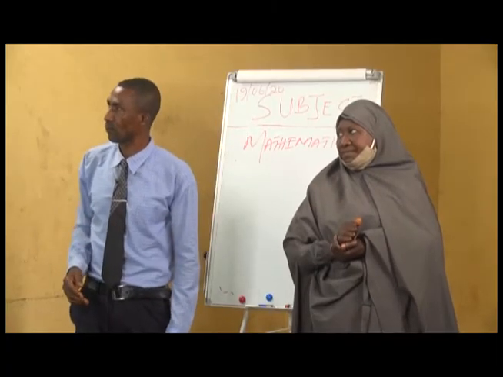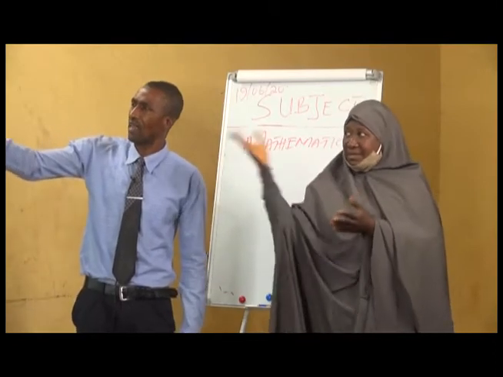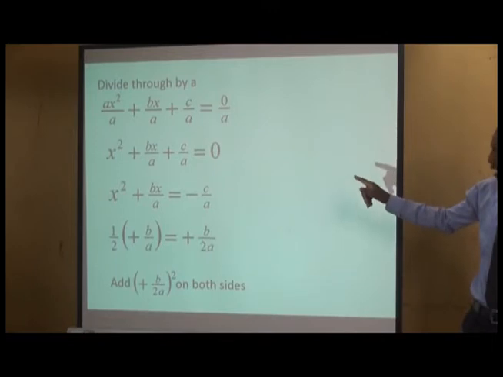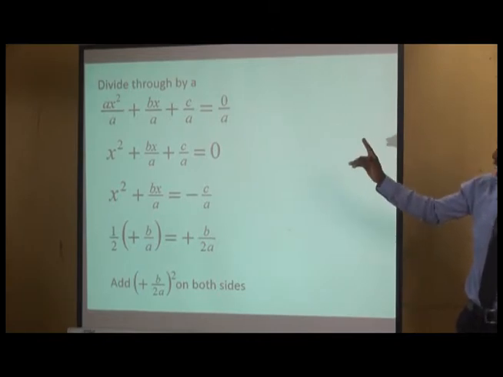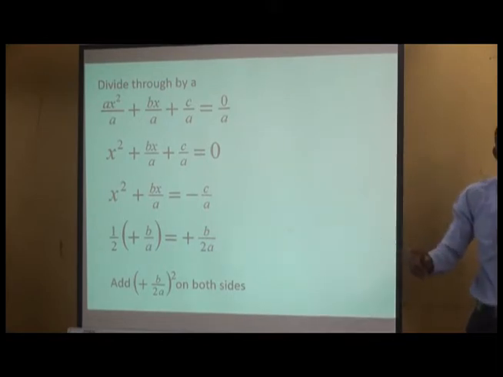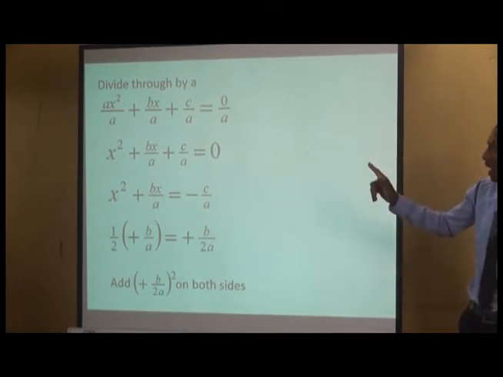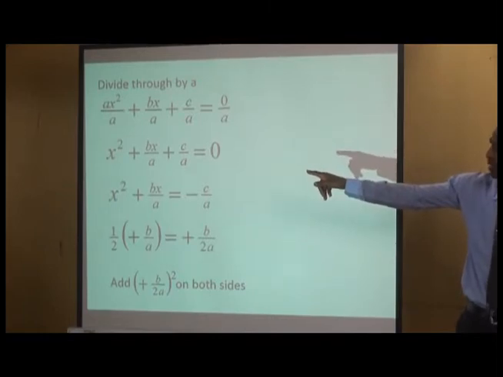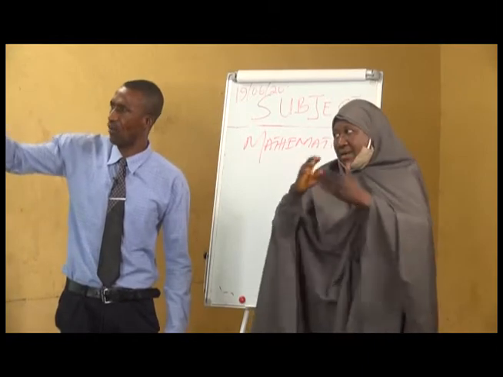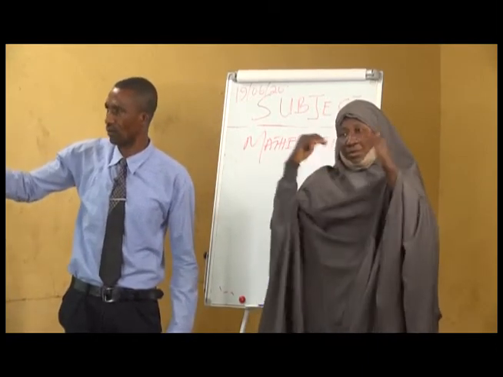Let's go. So we can now have ax squared over a plus bx over a plus c over a equals 0 over a. And of course, ax squared divided by a, you can see that a in the numerator divided by a in the denominator gives you 1. So 1 times x squared, we are going to have x squared, then plus bx over a plus c over a equals 0.